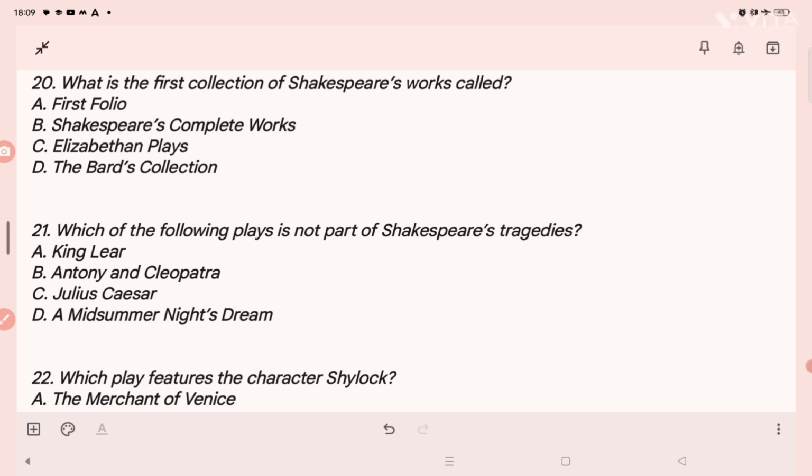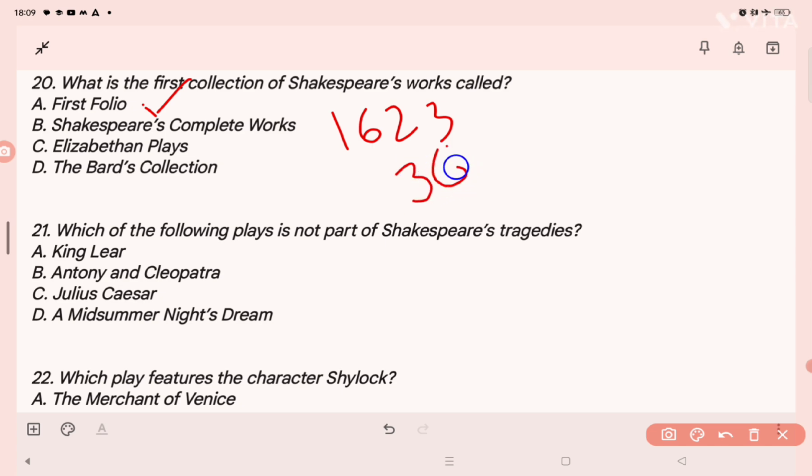What is the first collection of Shakespeare's works called? Option A, First Folio. The First Folio is the first collected edition of Shakespeare's works, published in 1623, 7 years after his death. It contained 36 of his plays, some of which were not published before. Pericles was omitted.